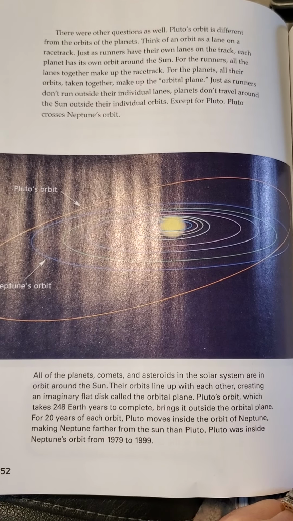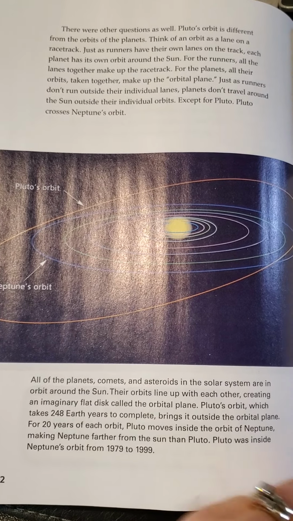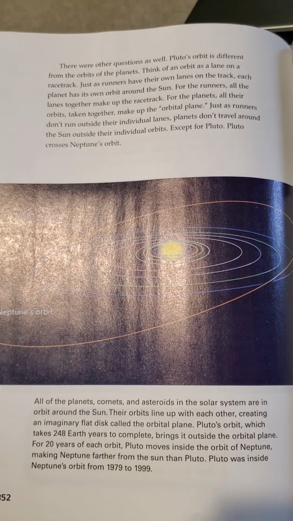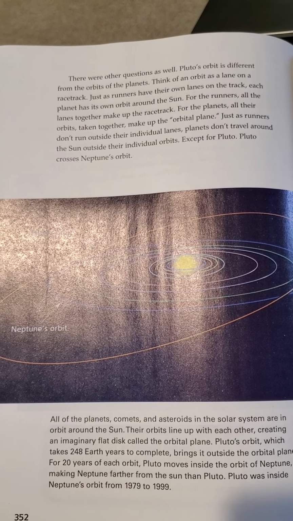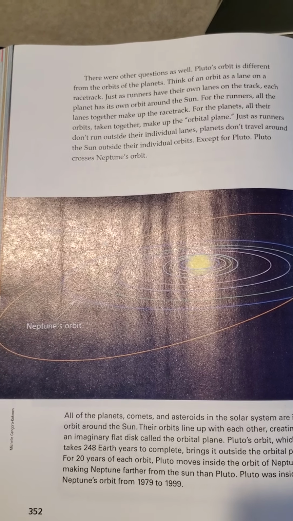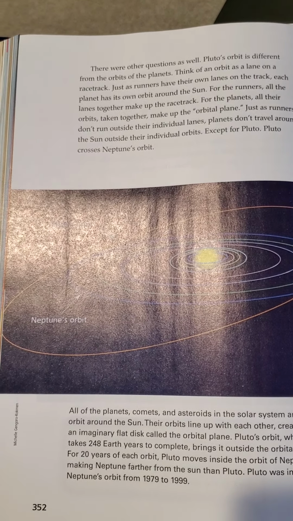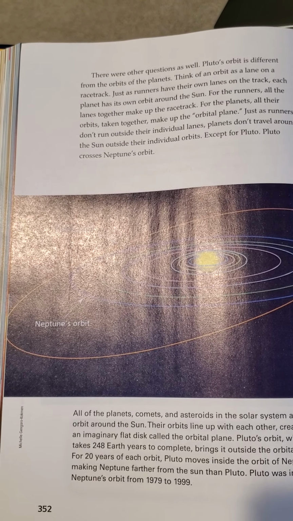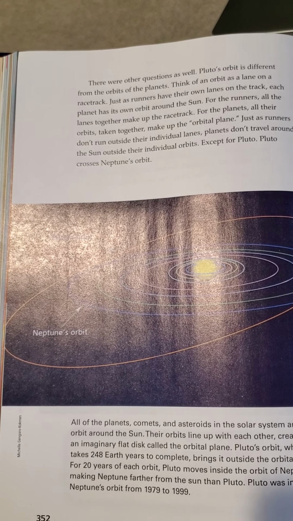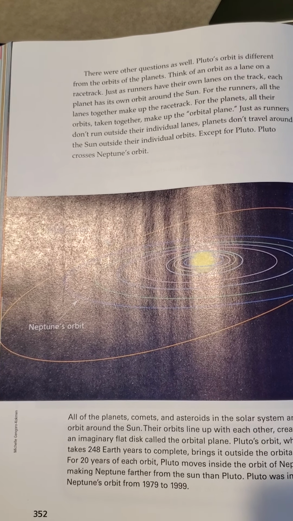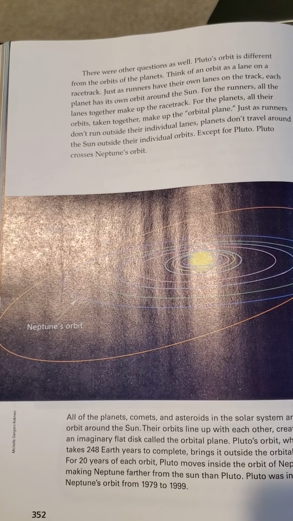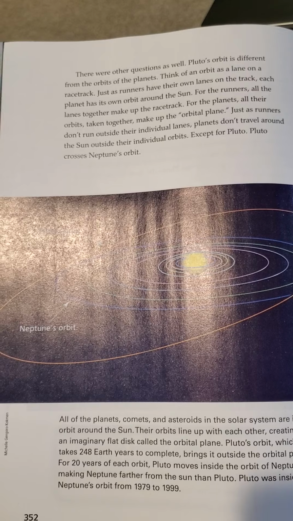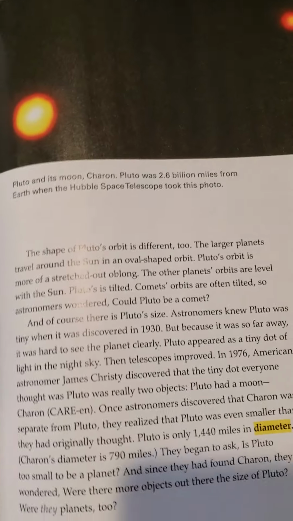All of the planets, comets, and asteroids in the solar system are in orbit around the sun. Their orbits line up with each other, creating an imaginary flat disk called the orbital plane. Pluto's orbit, which takes 248 Earth years to complete, brings it outside the orbital plane for 20 years of each orbit. Pluto moves inside the orbit of Neptune, making Neptune farther from the sun than Pluto. Pluto was inside Neptune's orbit from 1979 to 1999.